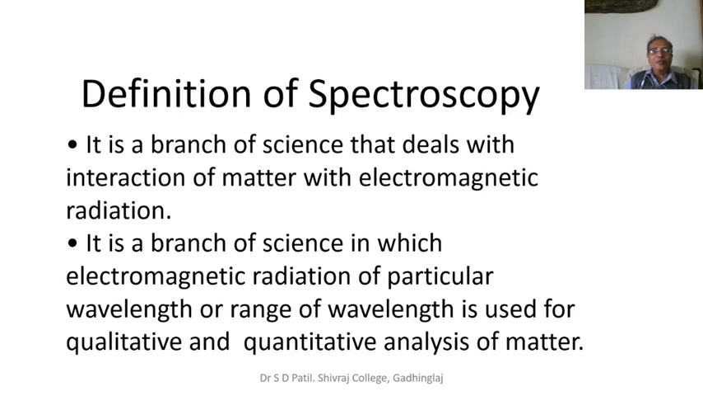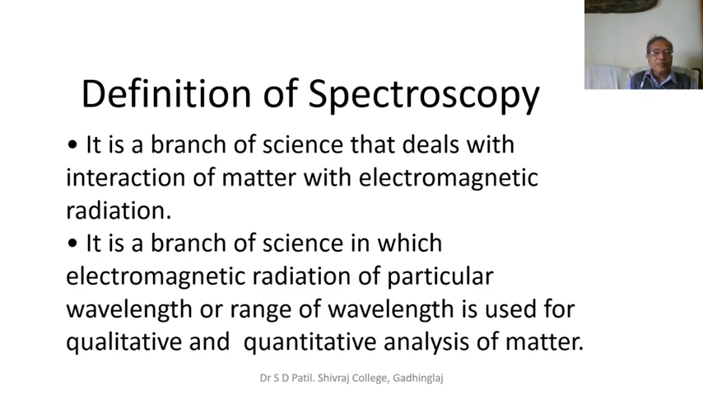To begin with, we must know what is the meaning of spectroscopy. In any branch of learning, everything must begin with its definition. So in spectroscopy also it is very essential. So what is spectroscopy is, it is the branch of science that deals with the interaction of matter with electromagnetic radiation. So friends, there are two things very important. One is matter, other is electromagnetic radiation.